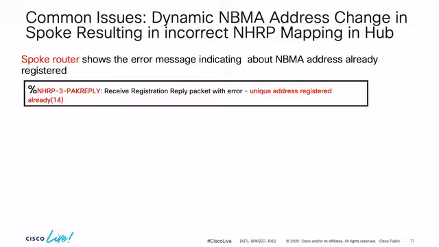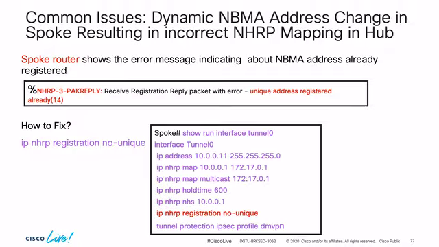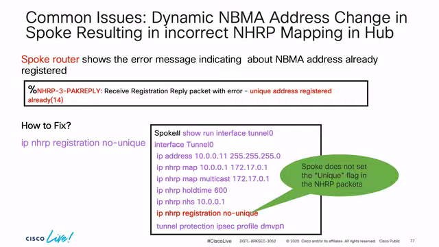All we have to do is define the ip nhrp registration no-unique command under the tunnel interface. It's always a good idea to have this command configured by default, even if the spoke is not getting a dynamic NBMA address.